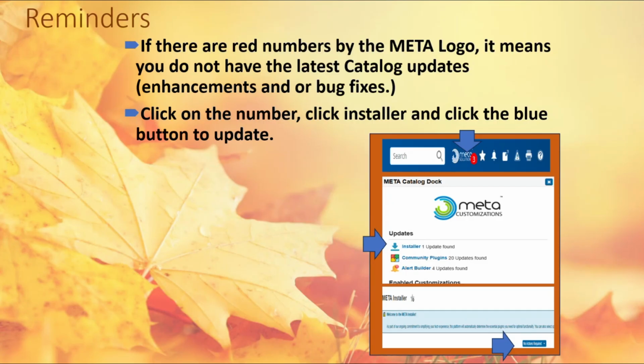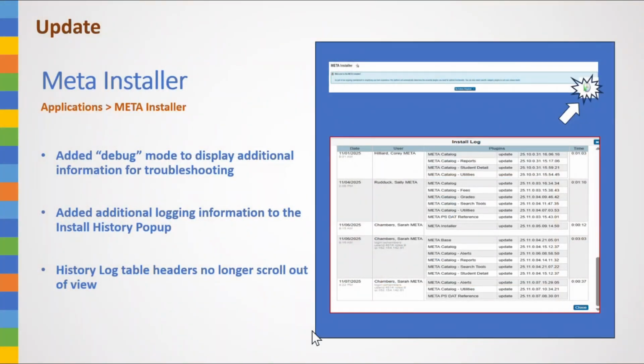So let's talk about things that have been updated or are new. The Meta installer, Corey's added an enhancement to it. There's a little clock, and it looks like it's grayed out on the installer. It's not. It's the debug mode. So what that does, it shows you additional information for troubleshooting.